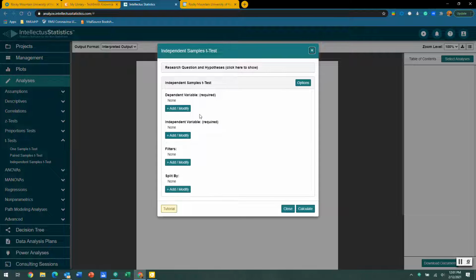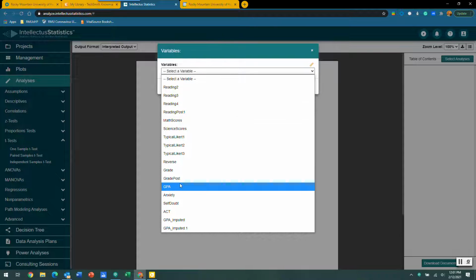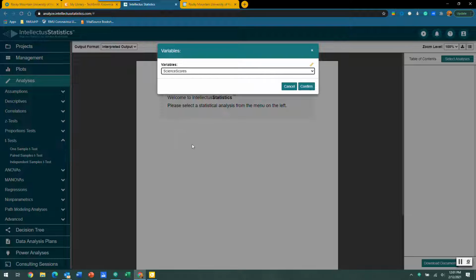Okay, so our first step is to add our dependent variable. So we click on the Add Modify button, and we're going to choose Science Scores as our dependent variable. And this is, again, a numeric variable. This is percentage correct on an exam. And we've already pre-screened this to be normally distributed, but as you'll see, Intellectus will also screen that for us to ensure we have a normally distributed outcome, which, as I mentioned, is an assumption or a precondition for performing this particular test. So I've chosen my outcome variable or my dependent variable, science scores.